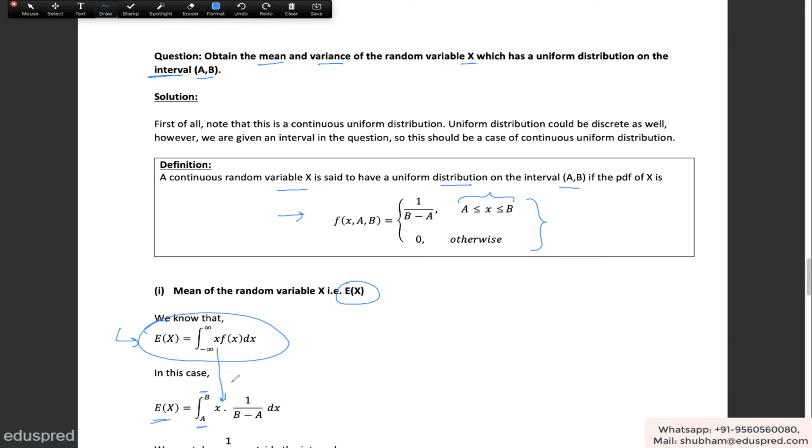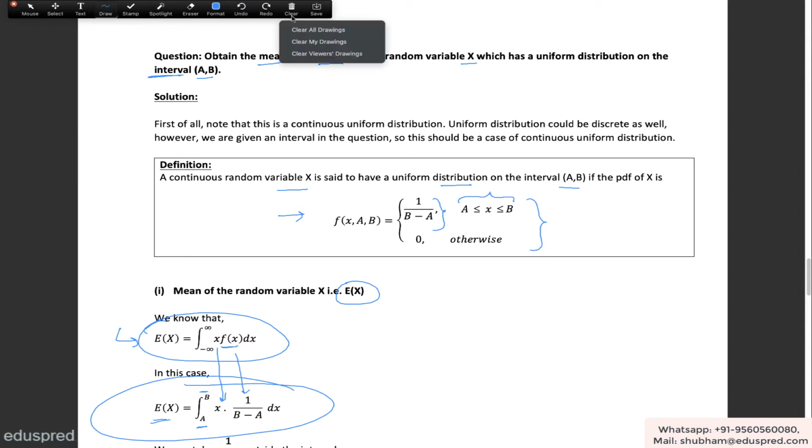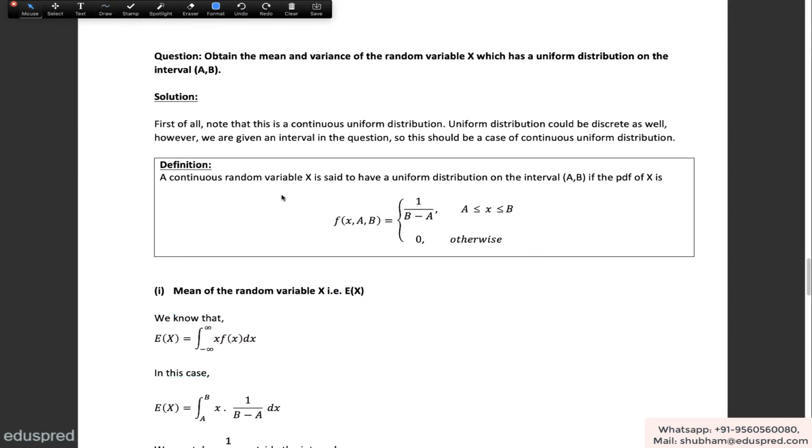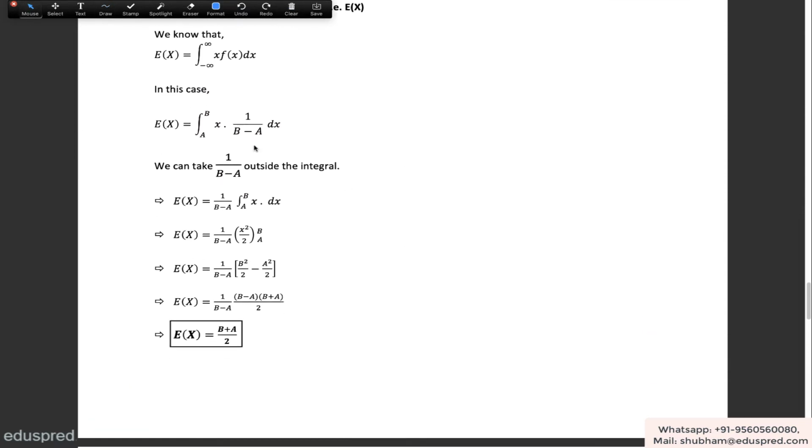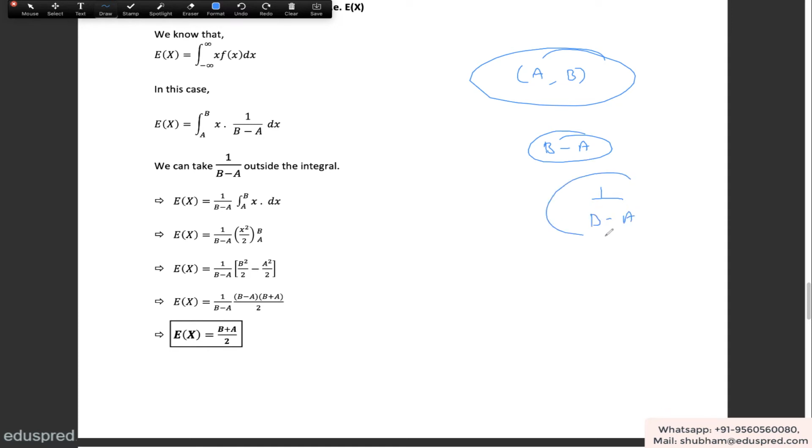X remains x, and instead of f of x, we can put 1 divided by b minus a. Okay, so that's what we get over here. Now we just have to solve this. So let's do that. Because x is uniformly distributed on the interval a comma b, which is already given to you, b minus a is going to be a constant. Consequently, 1 divided by b minus a is going to be a constant. So we can take 1 divided by b minus a outside the integral. That means now we just have to integrate x.